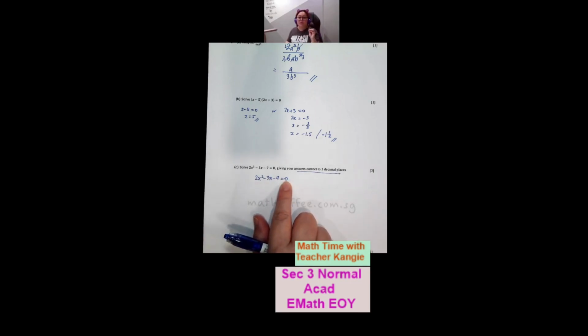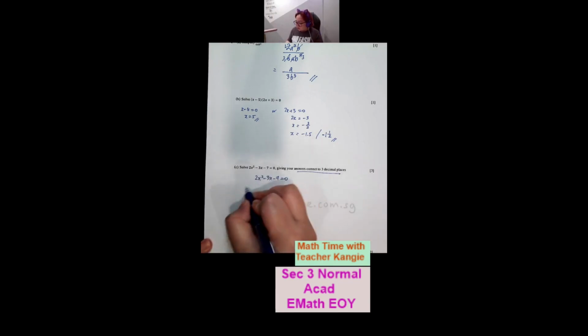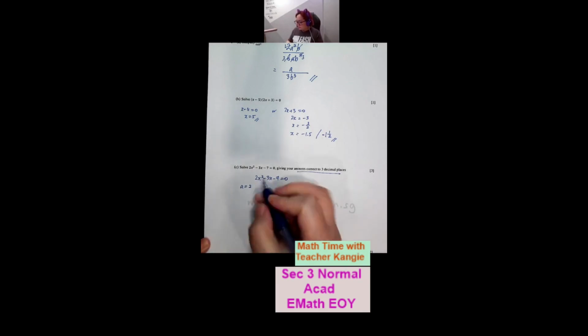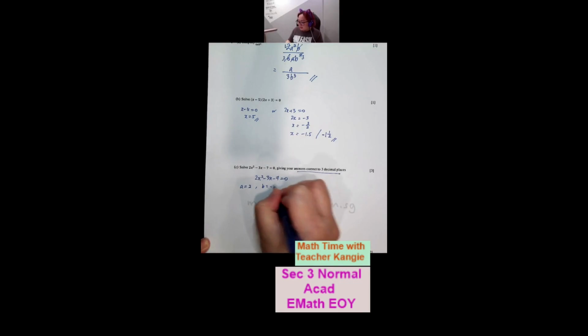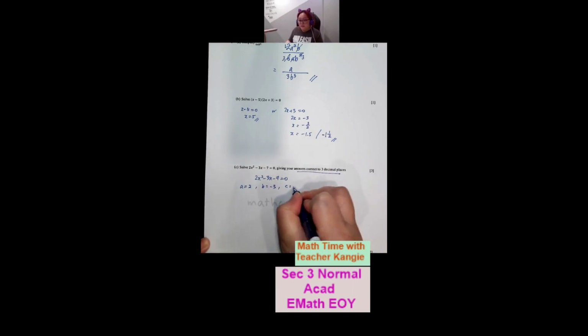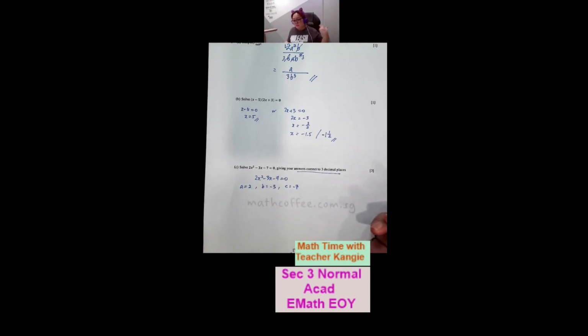Please name your coefficients. The coefficient of x squared is your a, in this case 2. b is the coefficient of your x, in this case negative 3. c is the constant, in this case negative 7. You can check your answer with mode 3, yes. But see, this is 3 marks, so if you just straight away write the two solutions, you will not get full marks.